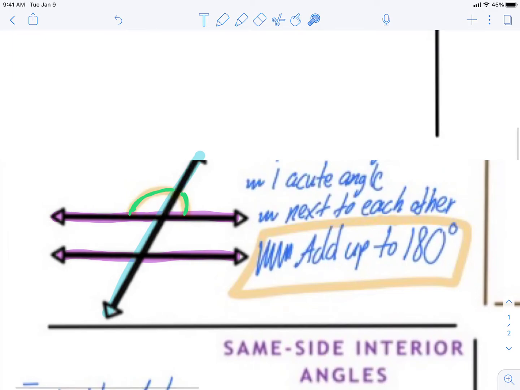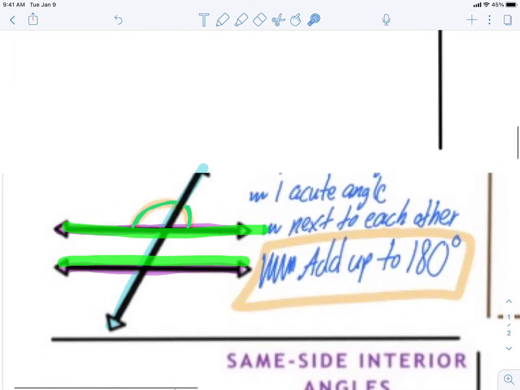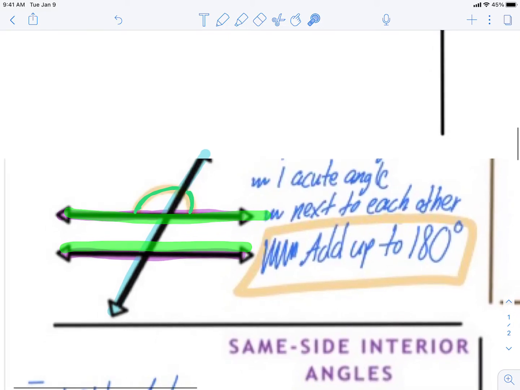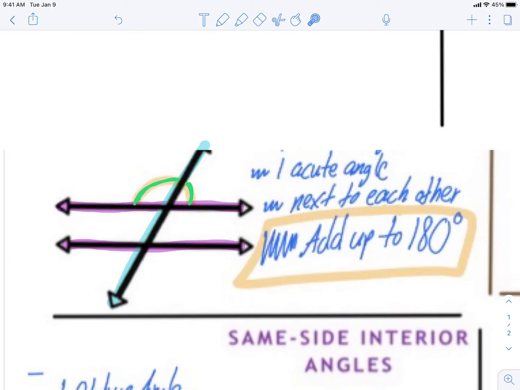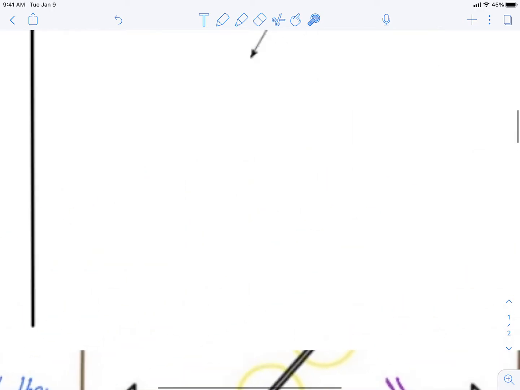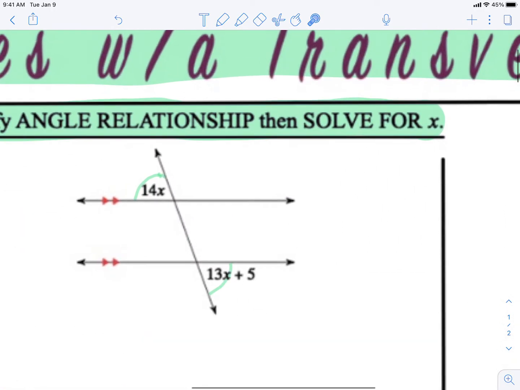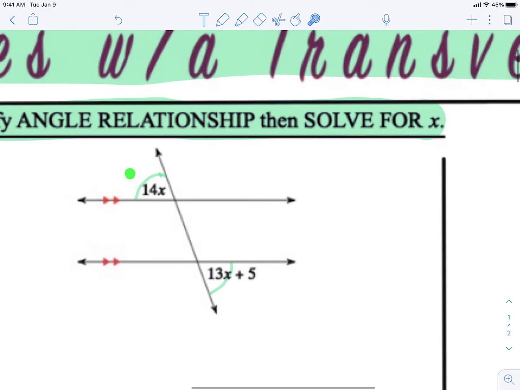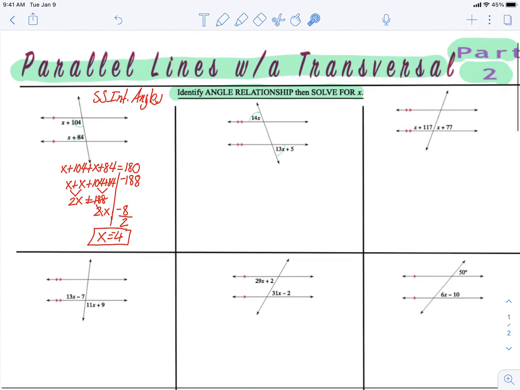Not this one, because these are, well, they're both outside, right? One is on the left and one is on the right, but they're right next to each other, and that's not it. Well, you know what? Let me double check. Let's see. No, one is up here and one is down here. That's not it at all.